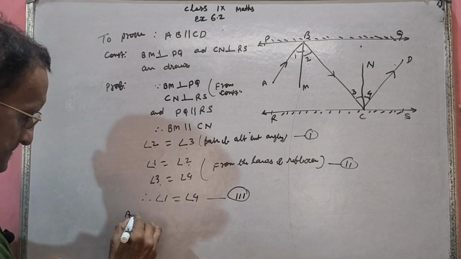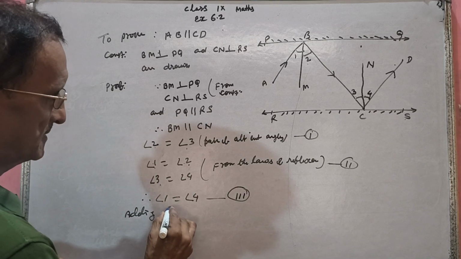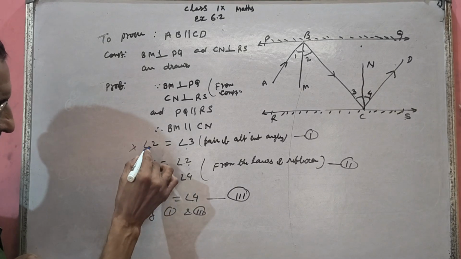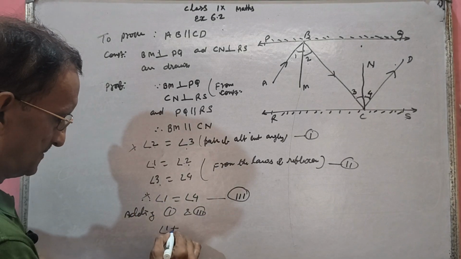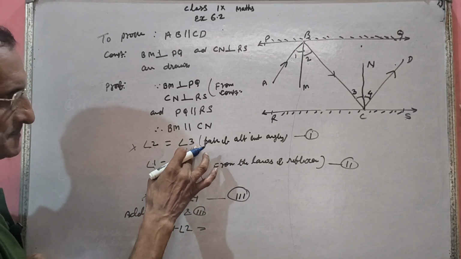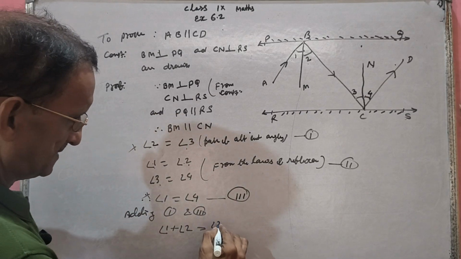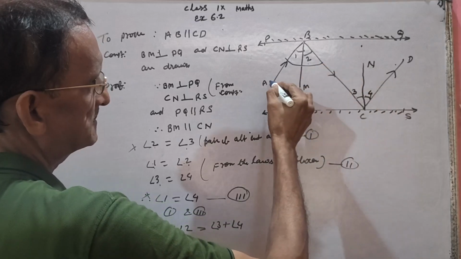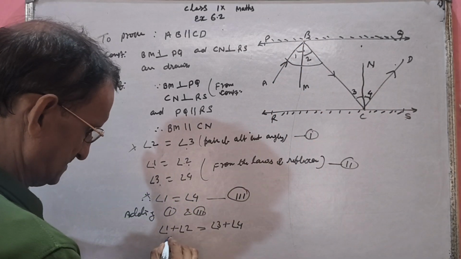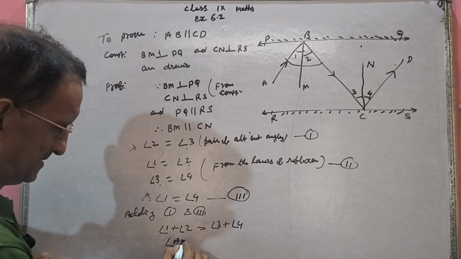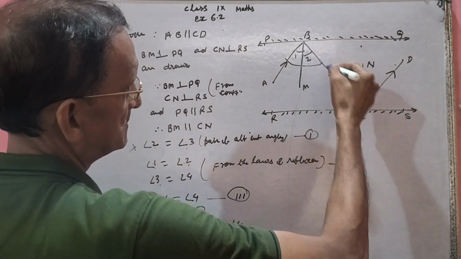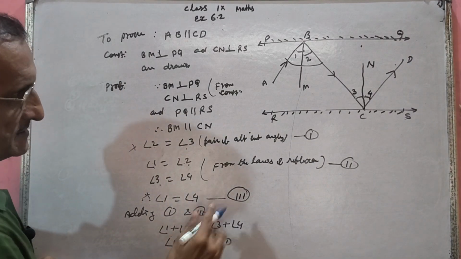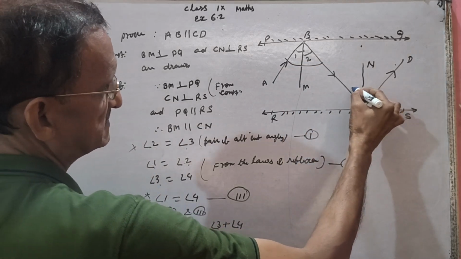Okay. Now adding 1 and 3. What we will get? Left side plus left side, angle 2 plus angle 1. Or you can write angle 1 plus angle 2. Right side plus right side, angle 3 plus angle 4. What is angle 1 plus angle 2? This angle. What is the name? Angle ABC. And what is 3 plus 4? Angle BCD. Here, angle ABC and angle BCD.